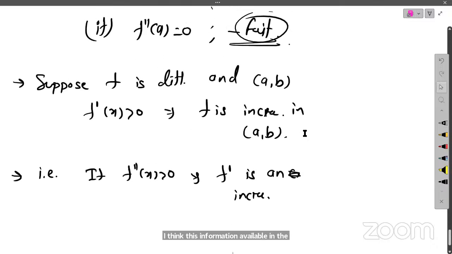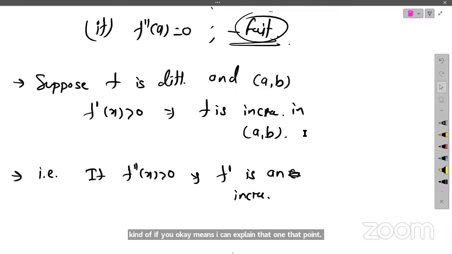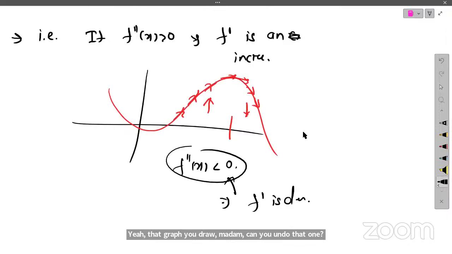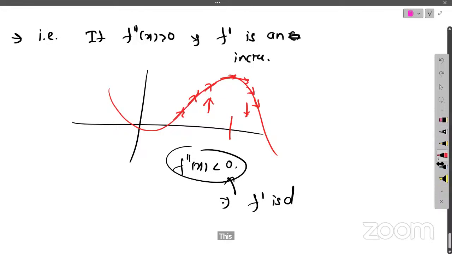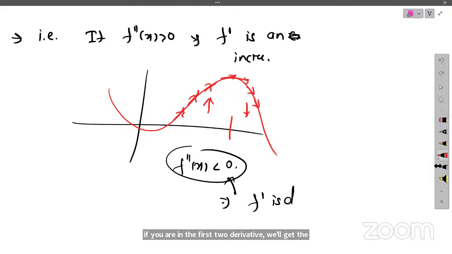If you're okay, can I explain that point? Yeah, sure. Madam, can you undo that graph you drew? In this I can explain because I saw it in the lecture. What they are telling in the lecture is that if you take the first derivative, we get the critical points. This critical point denotes the y value. When you apply the second derivative at that point, we get the point exactly below the x-axis.